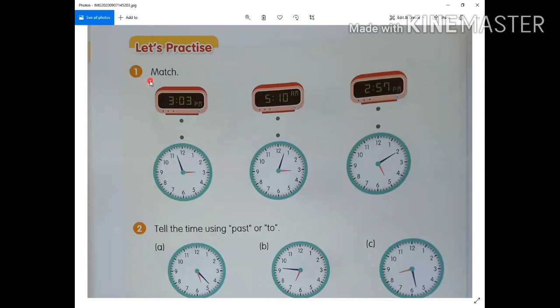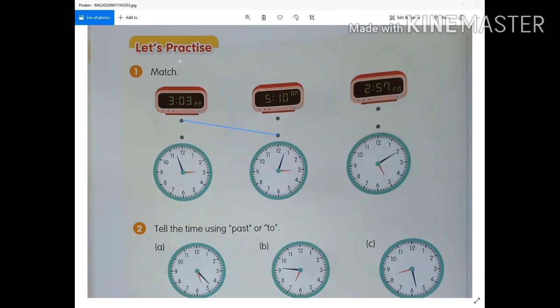Number 1, I give you one example, match. You can see there are 3 digital clocks here and 3 analog clocks. Now, let us match it. The first, 3:03 p.m. means I need to match this digital clock to, yes, this analog. You can draw a line straight here by using your ruler. I think for the rest you can do it yourself.